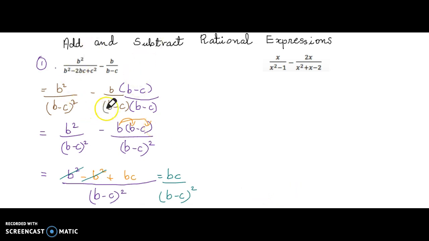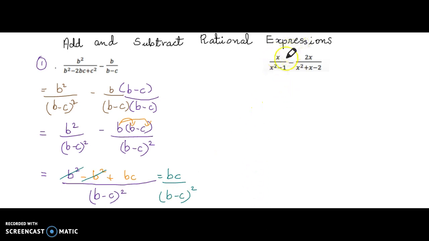So the key to these kind of problems is to factorize the numerators and denominators, and then try to make the denominators the same by multiplying whatever missing factor is needed, and then just bring it all together, simplify, and write it in the simplest form. So that's the first question.